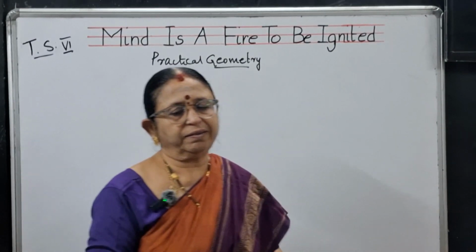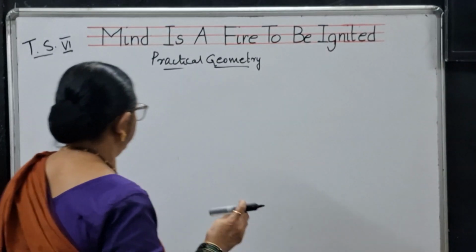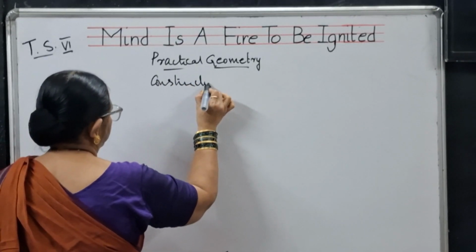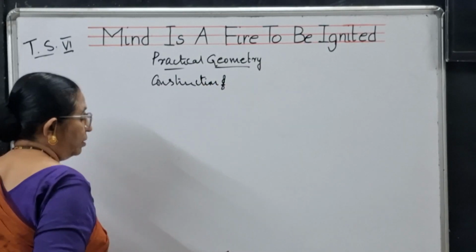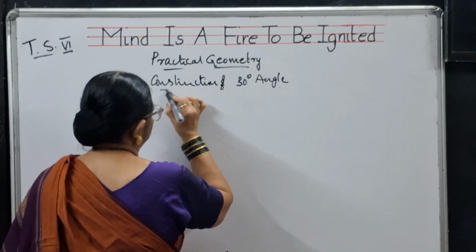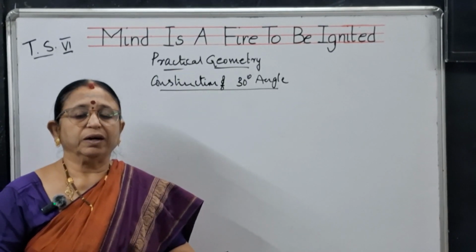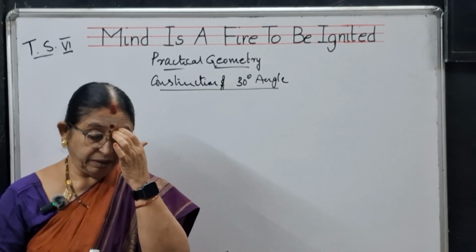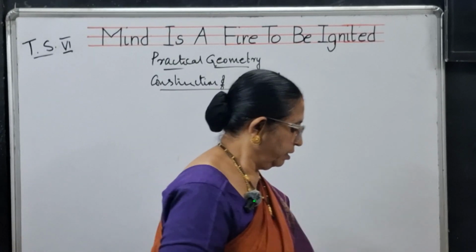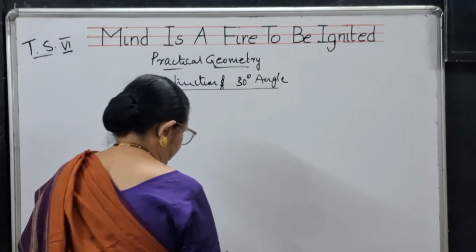Now I am dealing with 6th class maths, that is practical geometry, and in this practical geometry we are now going to talk about construction of 30 degrees angle. How will you construct 30 degrees angle? It is actually not done by using your protractor, it is to be done by using compass and ruler. Now what you need to do is to construct a 30 degrees.